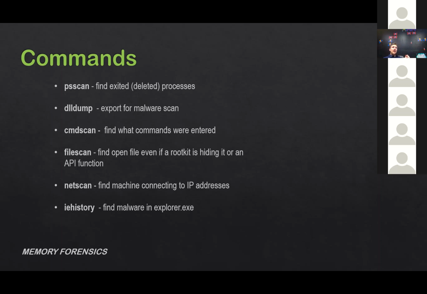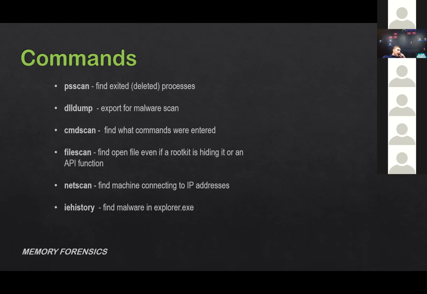DLL dump, I've not personally used that, but it allows you to export basically dynamically linked libraries that were loaded into memory at the time that the snapshot was taken. Command scan, we have a list of what I'm imagining the command line history would be. So much like Linux has the history command and your bash history, I'm sure that Windows has command history that command scan will find. File scan, we'll look for open file descriptors. So if a rootkit is hiding a file descriptor from your Explorer process or from Explorer's visibility, you should be able to find if a file is open.